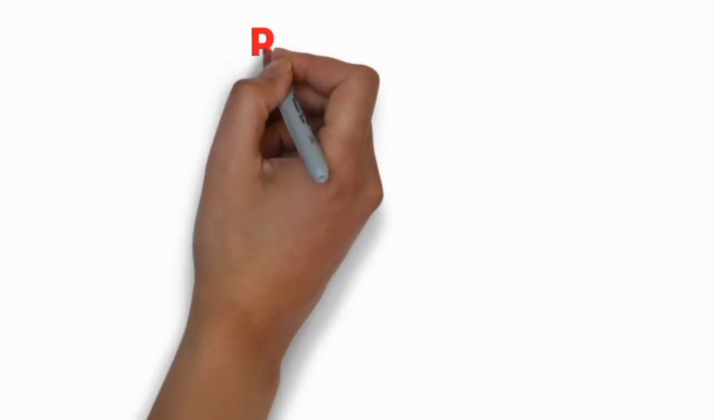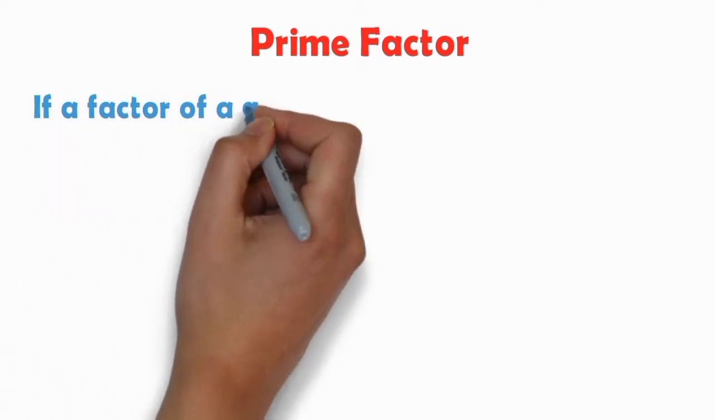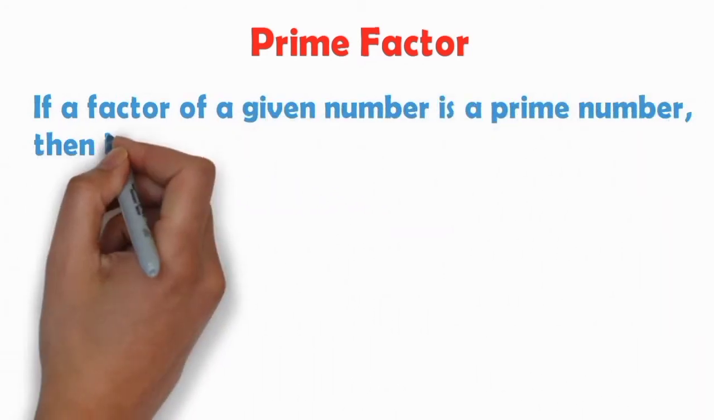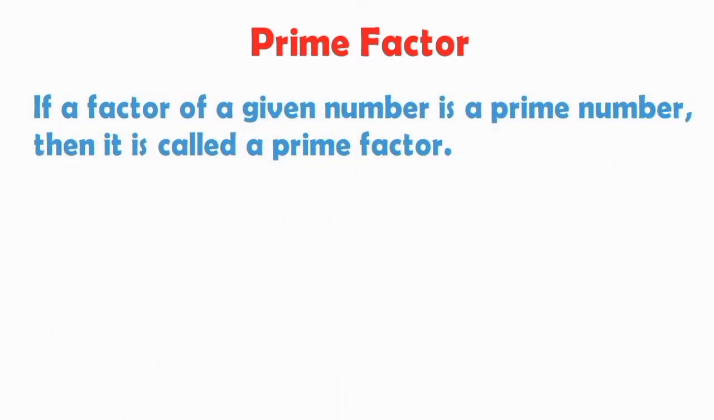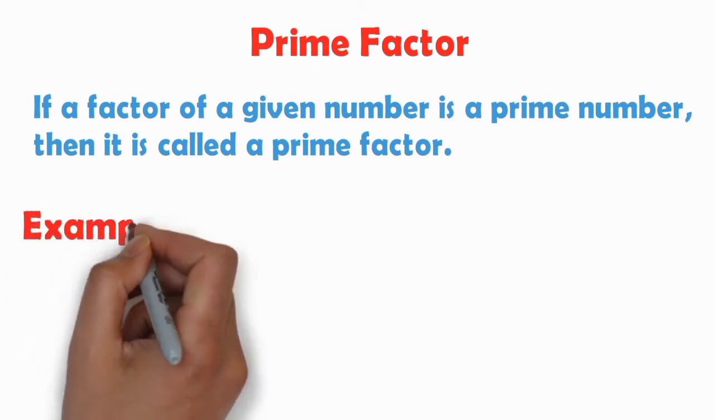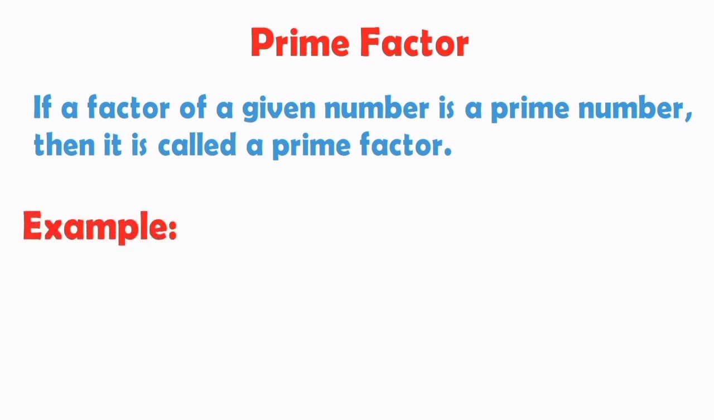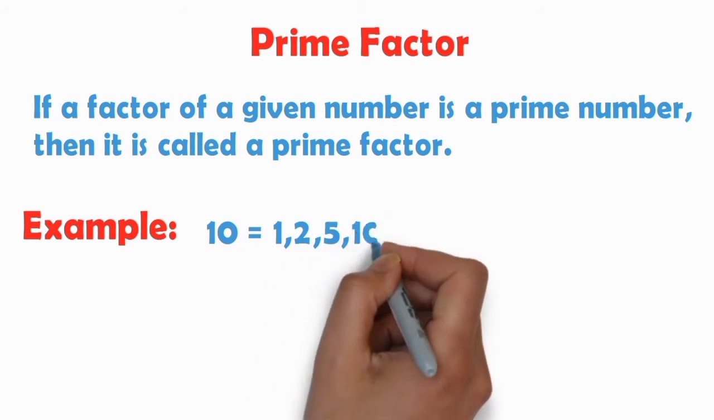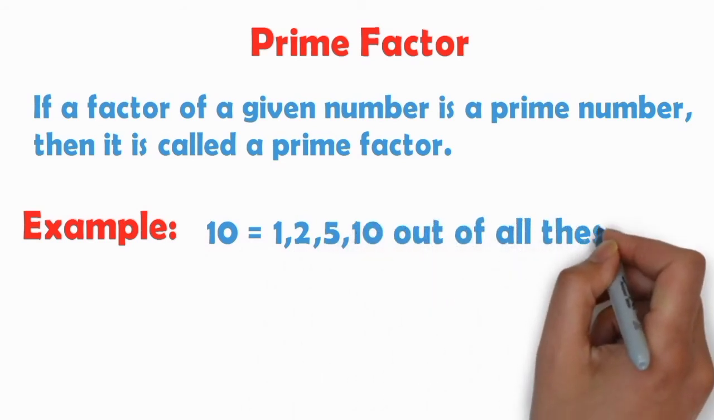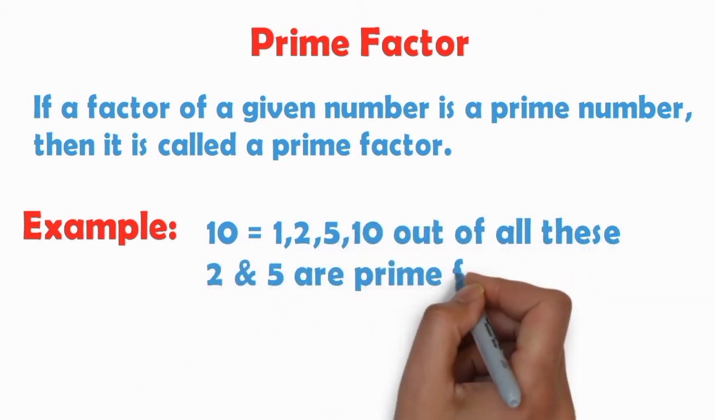In the next definition, prime factor. If a factor of a given number is a prime number, then it is called a prime factor. For example, 10. If you want to find the factors of 10, you will get 1, 2, 5 and 10. So out of all these numbers, 2 and 5 are the prime factors.